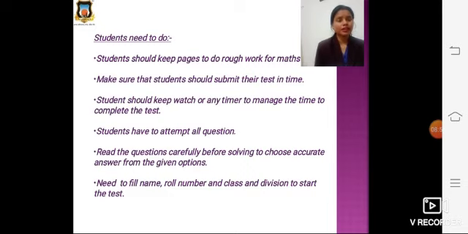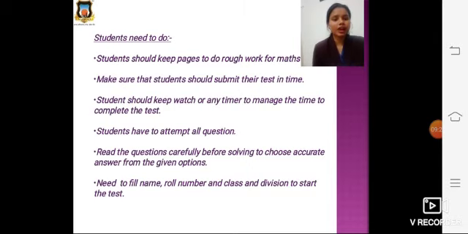पहले क्या करना है, when you get the link you have to click on that. After that you have to fill your name, roll number, class, division, everything over there. After that you have to read the questions carefully. Along with that you have to keep your timer as well as rough book with you. While you are attempting the question you have to solve it in your rough book and then choose the correct option. And before your exam timing, you have to submit your test.